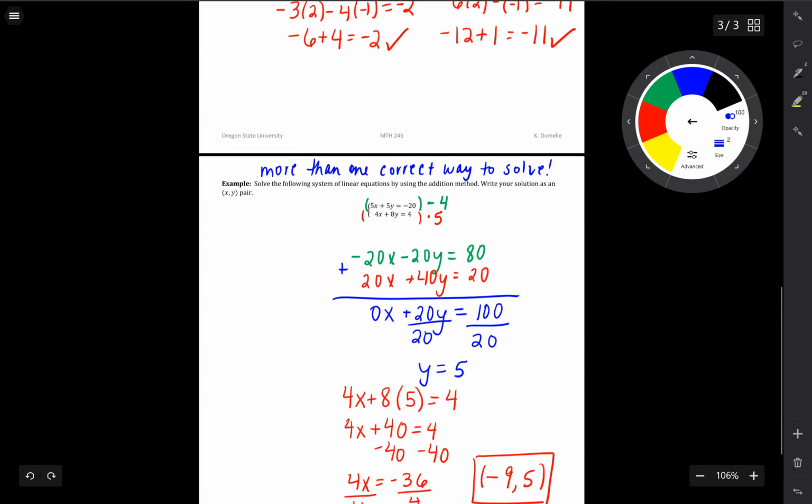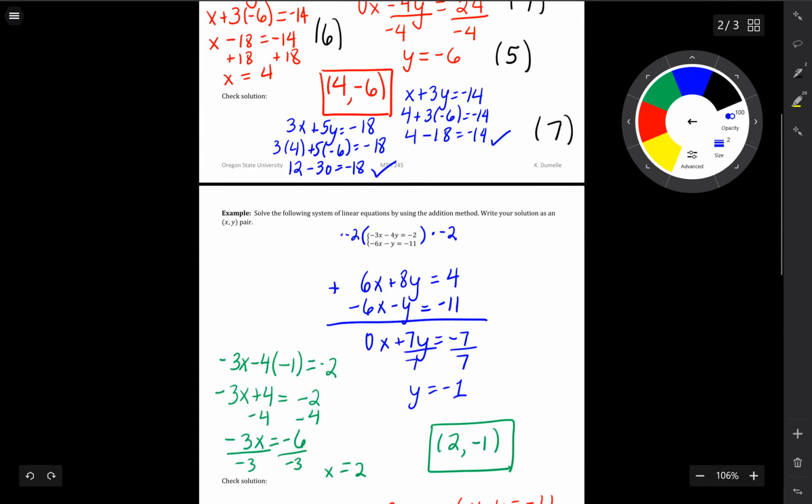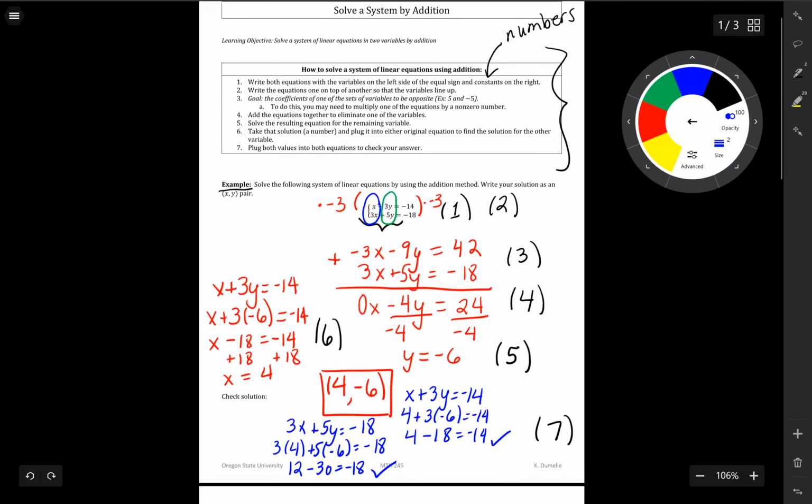So these are our 3 examples for the day. I hope that you learned a lot today. I know I had fun teaching you this lesson.